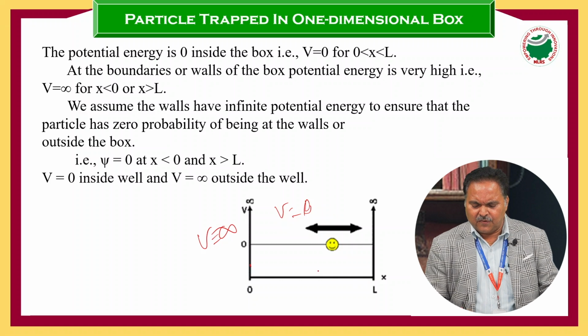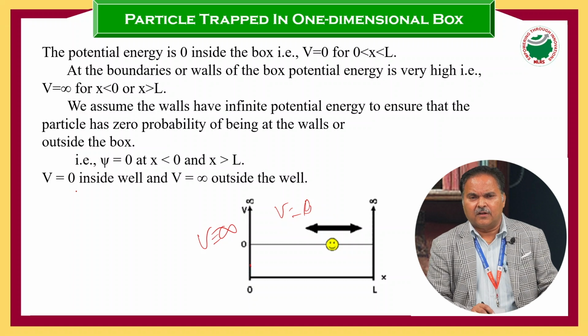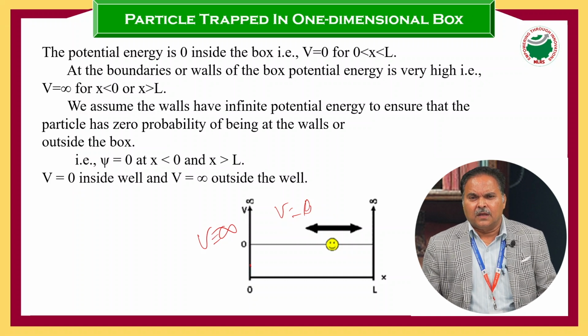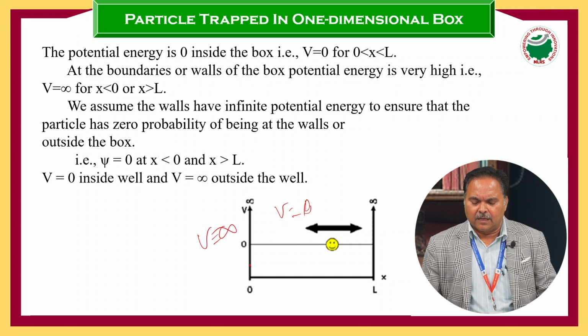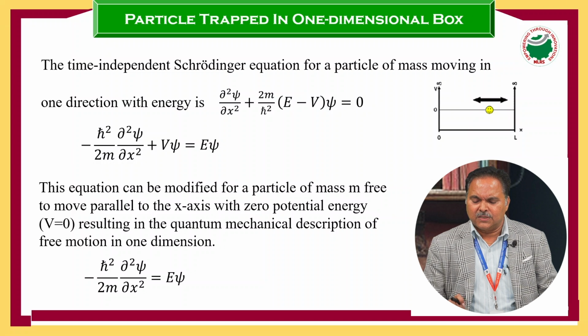In between, the potential energy is 0, whereas psi is 0 outside. So V is equal to 0 inside the well and V is equal to infinity outside the well. That is the one-dimensional box. One-dimensional here should be of nanometer size, but for clarity we are drawing it in a big size. So that is a particle inside the box. Then the Schrodinger wave equation comes into the picture to tell us how the wave function behaves.